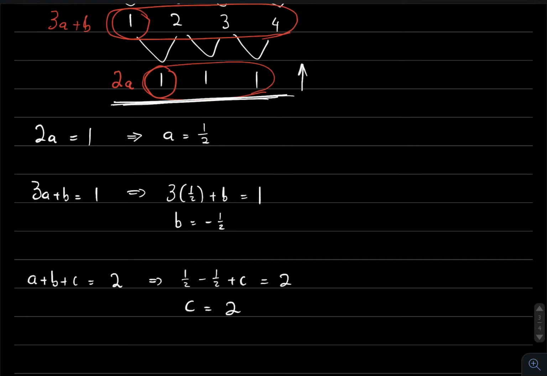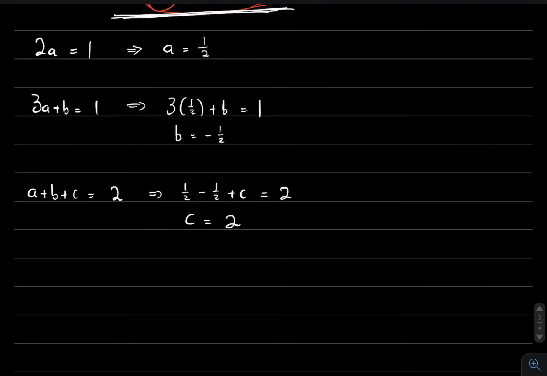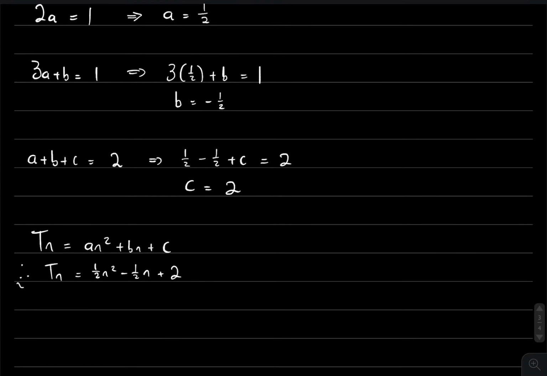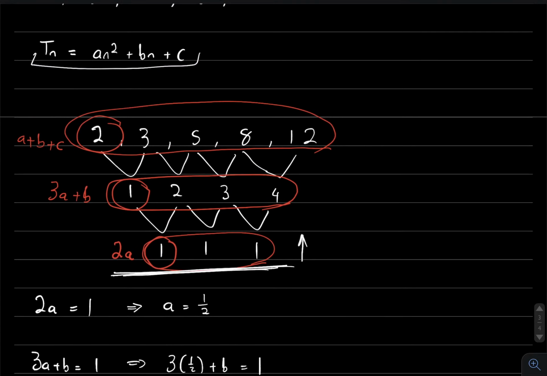Okay, so now we have our values for a, b, and c. We can now substitute into our general form. Remember that the general form looks like this. So we conclude that therefore Tn should be equal to 1 over 2n squared minus 1 over 2n plus 2. So that is the general term of that quadratic sequence. And I did promise you that we would go over why we choose these numbers here to be 2a, 3a plus b, a plus b plus c, and so on.